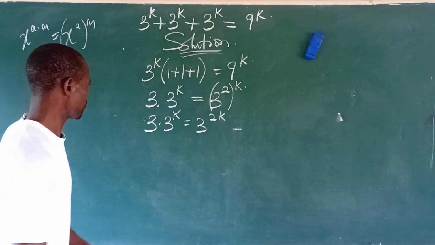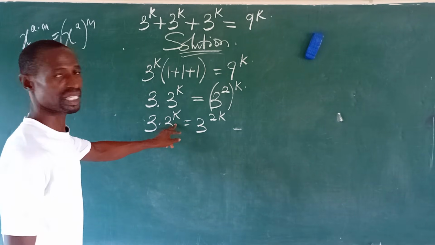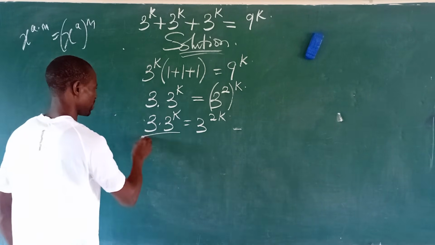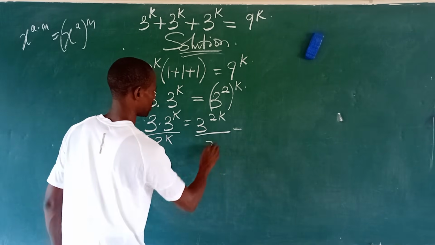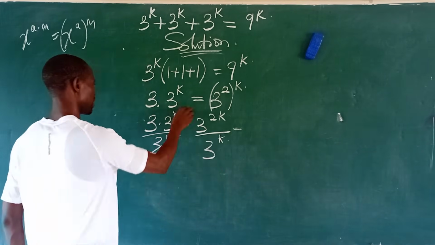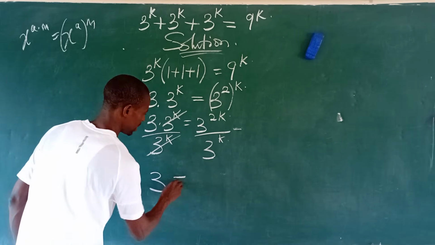Very easy. So what we do here, let's divide both sides by 3 to the power of k. So we have here 3 to the power of k, we equally divide this side by 3 to the power of k. So this will leave us now with 3 is equal to.